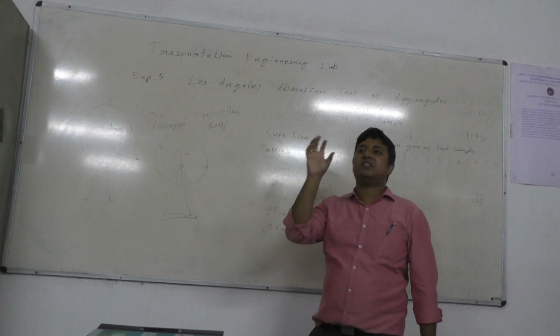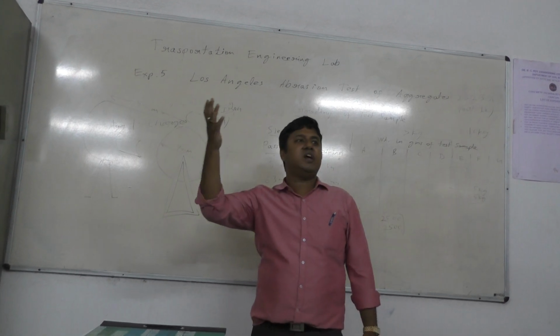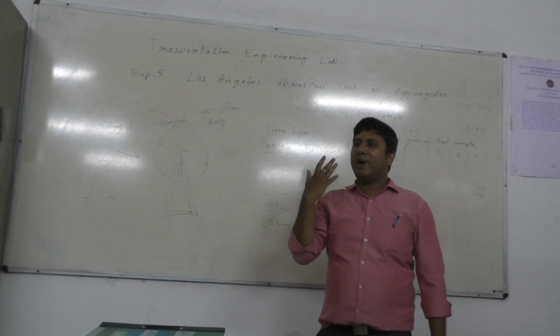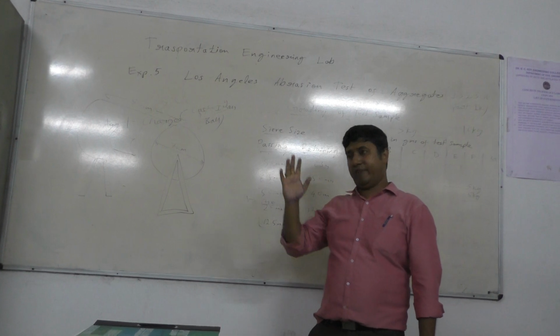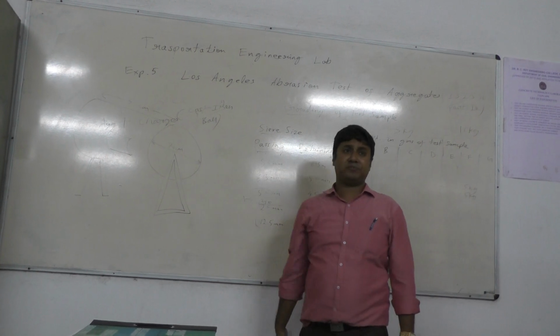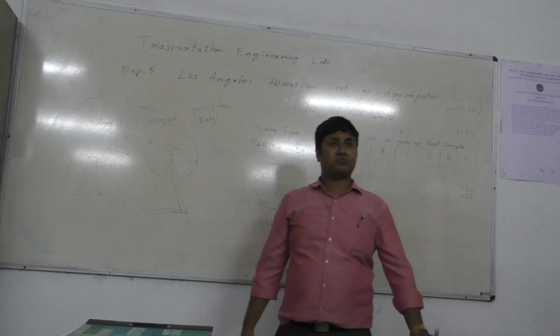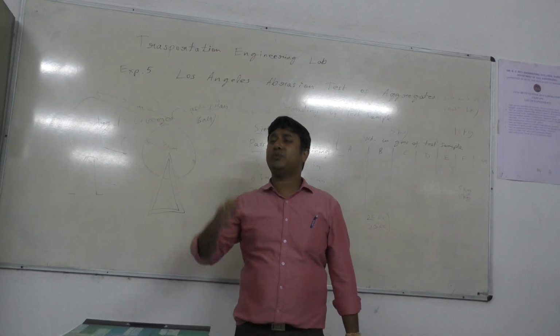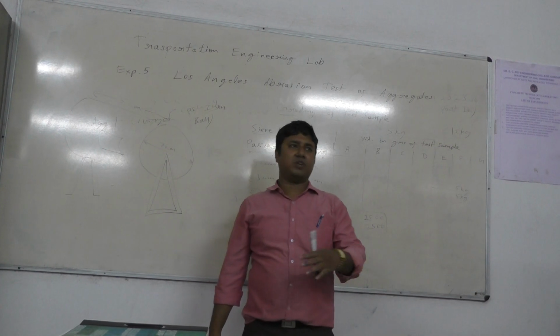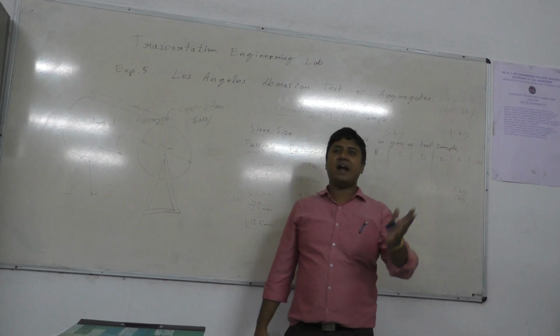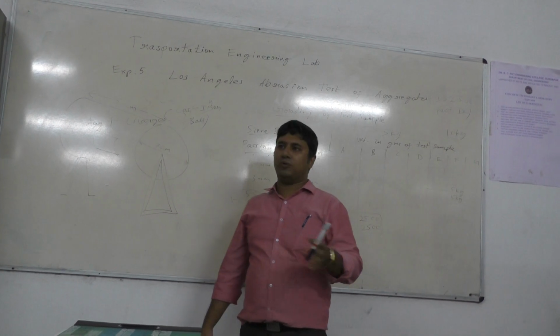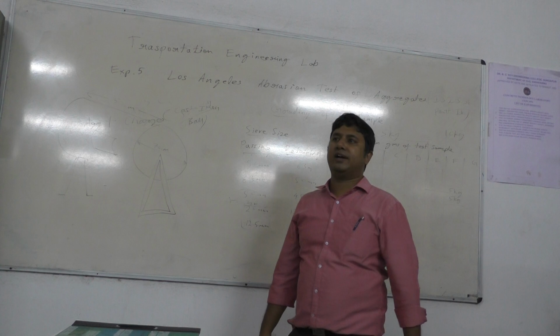Based on the percentage of the abrasion value, we will determine whether it is useful for pavement construction or not. If it is within your range of 45%, it can be used for base course. If it is within 30%, it is used for surface course. And if it is more than that, it is not at all used. That needs to be discarded.